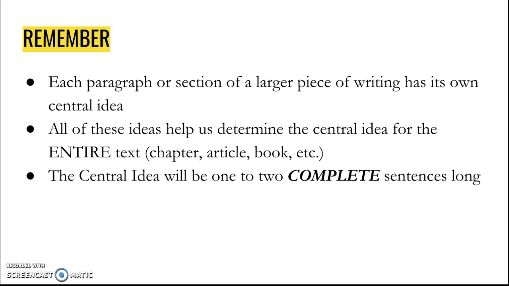First, each paragraph or section of a larger piece of writing has its own central idea. And then we take all of these central ideas and combine them to help us determine the central idea for an entire text. That means a whole chapter, a whole article, a whole book, whatever. When all is said and done, the central idea is going to be about 1 to 2 complete sentences long. Okay, that complete part is important. It should be a full, complete idea of roughly 1 to 2, maybe 3, 4 if you're getting kind of crazy, sentences long.